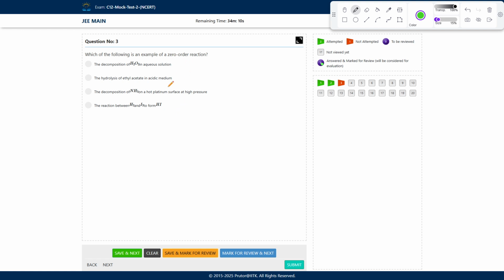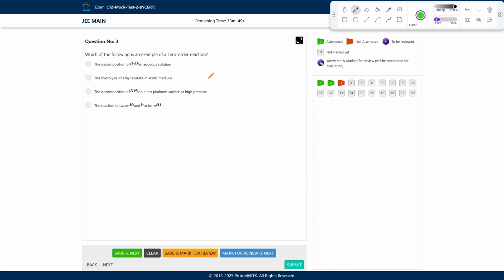So you have to tell from these given four options which is an example of a zero order reaction. Okay, so if you know some properties of zero order reaction, it is not going to depend upon the concentration of the reactant.